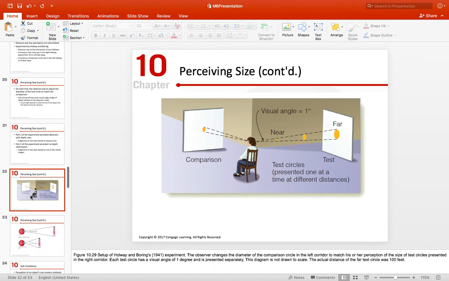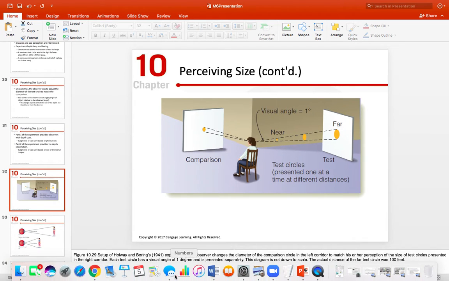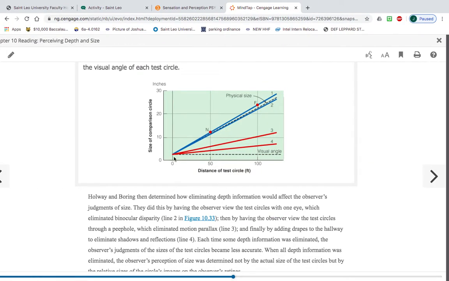So going back here, what did they find? When you give them depth cues, their estimation of the physical size of the circle is accurate. We know that as the distance increased, the size of the test circle was made to increase so that it could stay at a visual angle of 1. When you give people a good amount of visual cues, they can do this pretty well. But when you strip away the cues, they start to rely more and more on the visual angle alone, and they made more and more errors in judging the size. As simple as that.